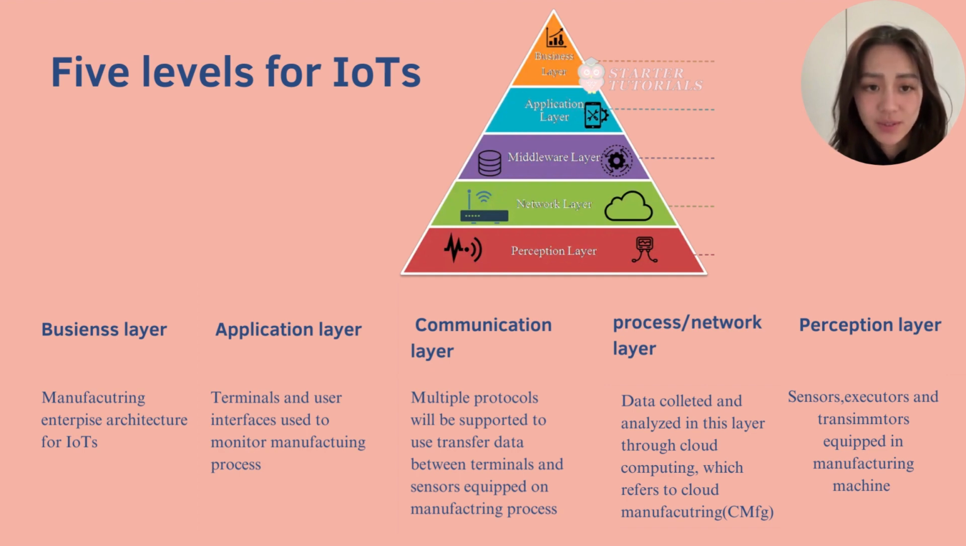Business layer refers to the design methodology of the whole IoT system. Application layer will be any terminals and devices that connect equipment through the network. Communication layer will be the interconnection that supports multiple protocols between terminals and equipment. Then process layer refers to the analysis layer with the data collected from the perception layer. Finally, perception layer refers to the physical layer: any sensors and executors equipped in the manufacturing devices.